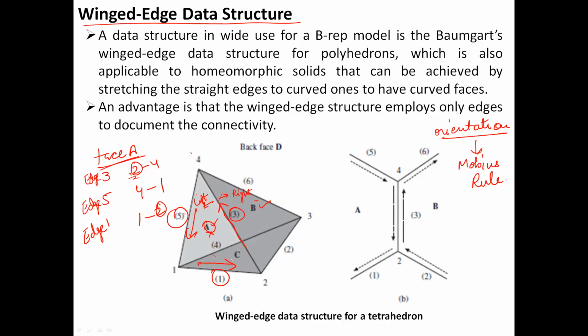Understood? Yes, sir. Okay, now let us go to face B. Now see face B. Face B is going to be created by edge 3, edge 6, and edge 2. Okay? So what is edge 3? 2 to 4. What is edge 6? 4 to 3. And what is this? 3 to 2. So again, the loop is complete.